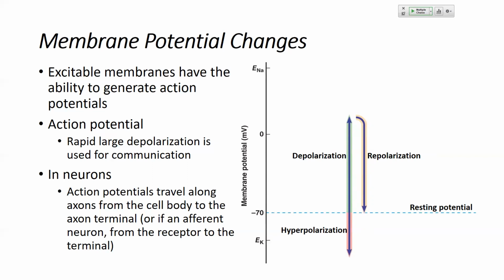Okay. It's important to understand that after this action potential is fired, we then repolarize the membrane here. And what were the events that were responsible for repolarization?